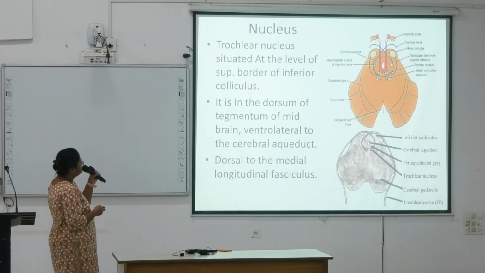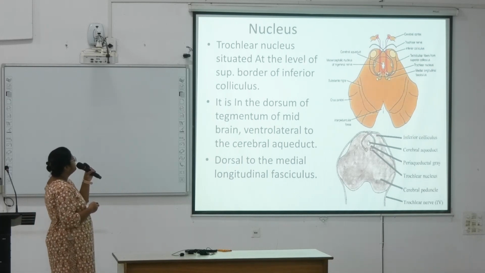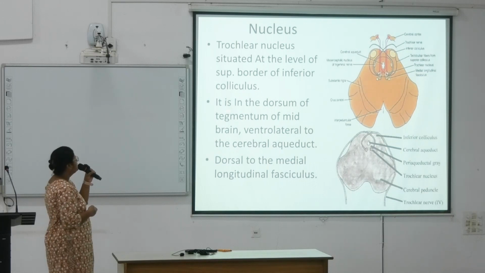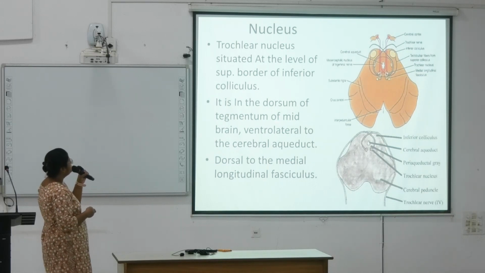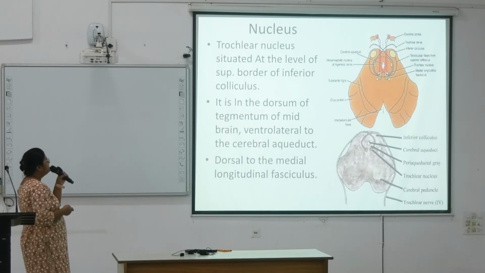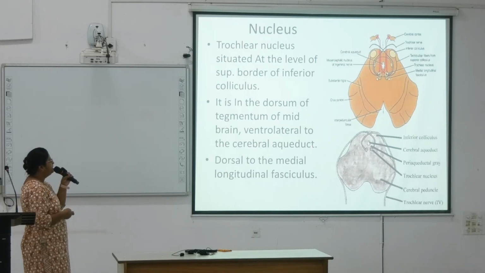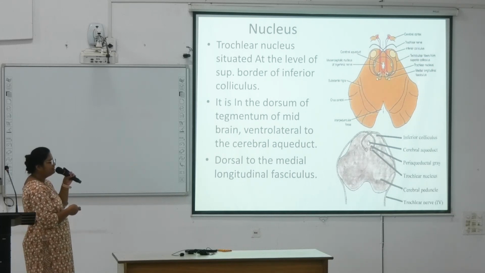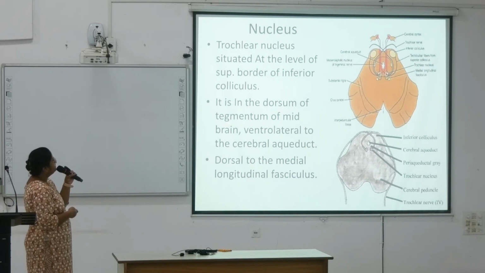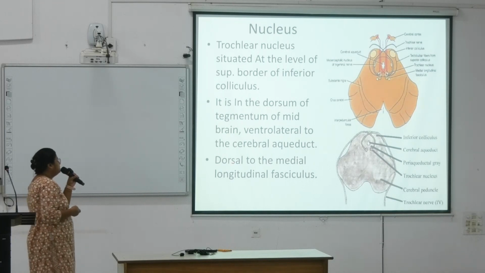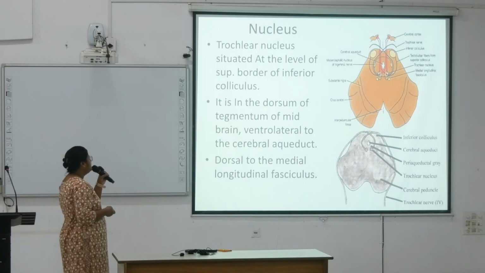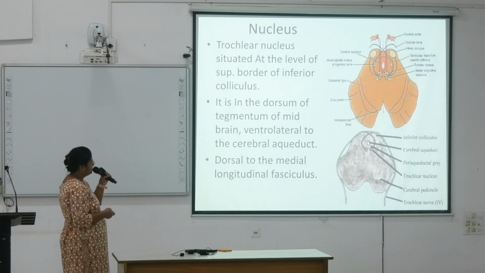So here is the location of trochlear nuclei, situated at the level of superior border of inferior colliculus, and it is in the dorsum of the tegmentum of the midbrain, ventrolateral to the cerebral aqueduct. This is cerebral aqueduct, and this part is tegmentum, so in the dorsum of the tegmentum, and dorsal to the medial longitudinal fasciculus.